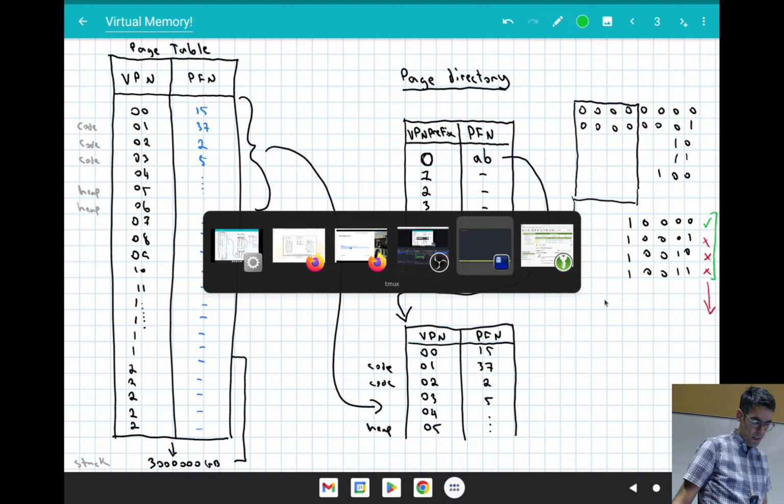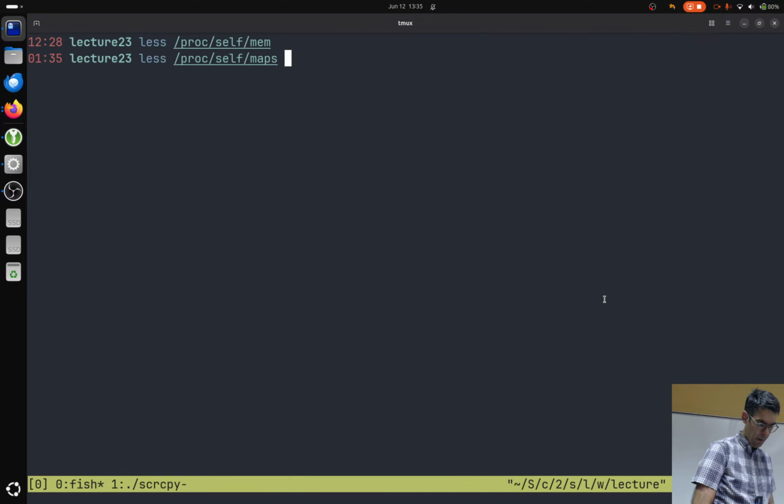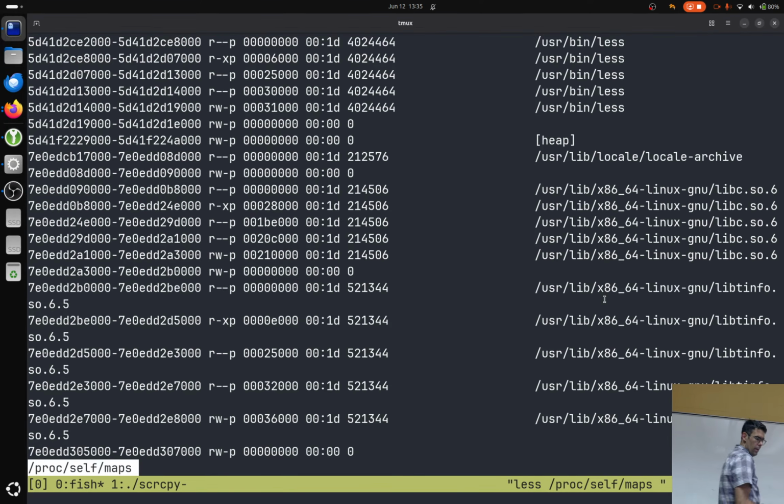I think the one last place I want to take us here is here. This maps file, recall, is what our operating system is telling us about the address space that we've got. And one thing I want to point out to you pretty quickly here is that all of these mappings and all of these ranges that we've got in the address space, these are page aligned.